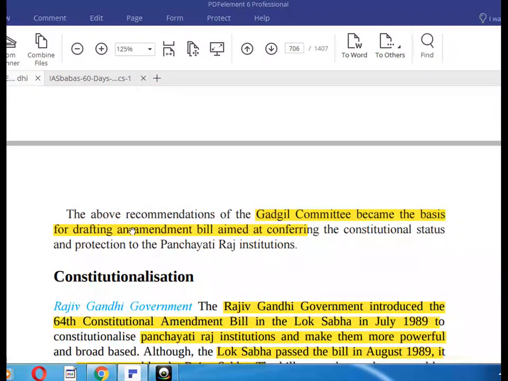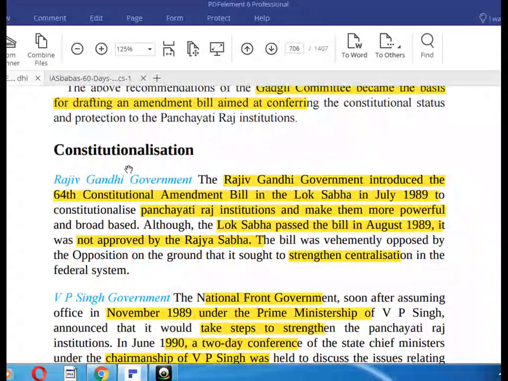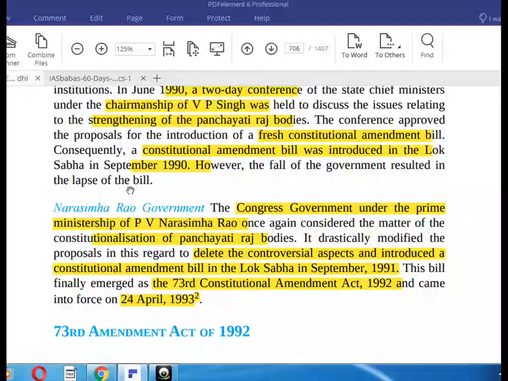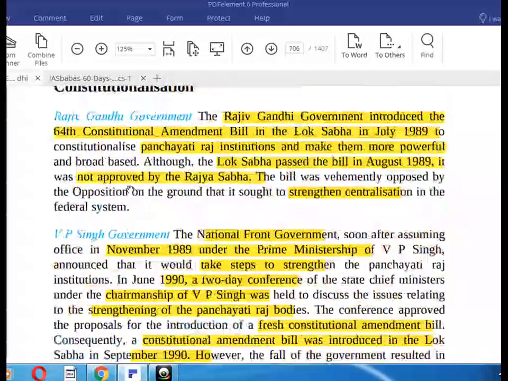The above recommendations of the Gadgil Committee became the basis for drafting the amendment bill aimed at conferring constitutional status and protection on Panchayati Raj institutions. Here you can discuss the constitutional amendment efforts of the Rajiv Gandhi government, the VP Singh government, and the Narasimha Rao government. Next we will discuss that.